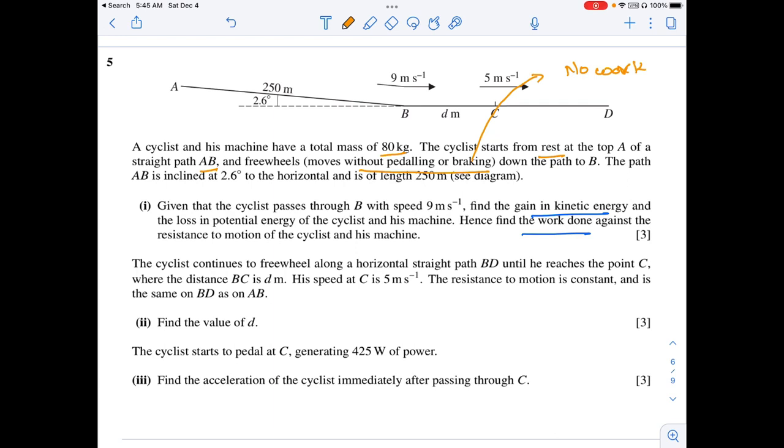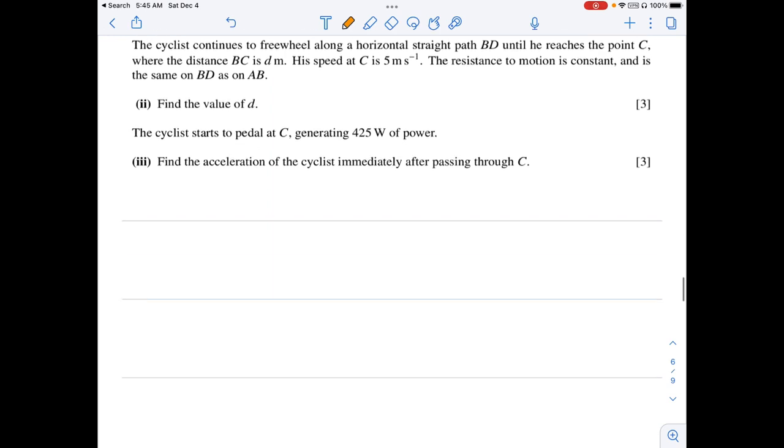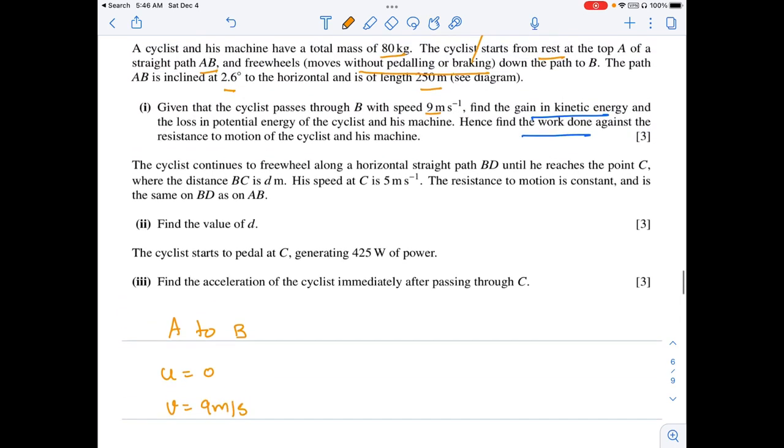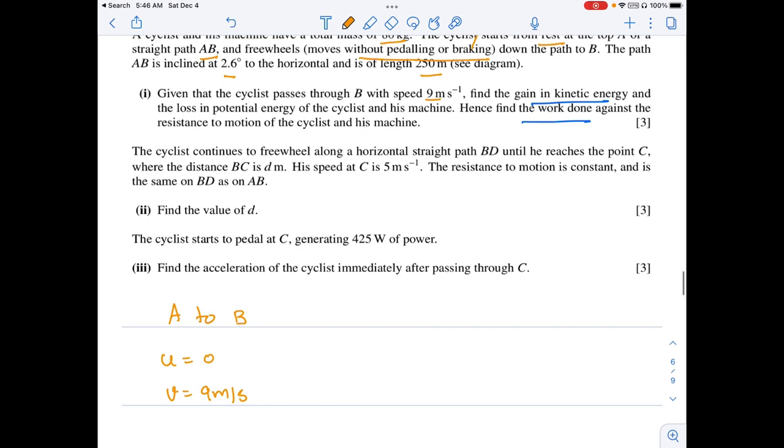Down the path AB, which is inclined at 2.6 degrees to the horizontal and has a length of 250 meters. Given that the cyclist passes through B with a speed of 9 meters per second. So when we go from A to B, initial velocity was 0, final velocity is 9 meters per second. Find the gain in the kinetic energy and the loss in the potential energy of the cyclist and his machine, hence find the work done.